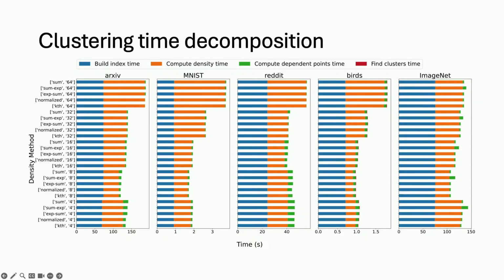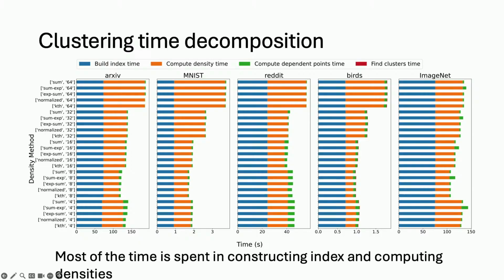Here we looked at the decomposition of running time across the different steps. The blue bar corresponds to constructing the nearest neighbor index. Orange corresponds to computing the densities, which includes finding the k-nearest neighbors. Green corresponds to finding the dependent points. And red corresponds to the last step of finding the clusters using a union find. We see that most of the time is spent in constructing the index and in computing the densities. Computing the dependent points did take longer before, but because we used this doubling approach and did some optimization there, it got a lot faster.